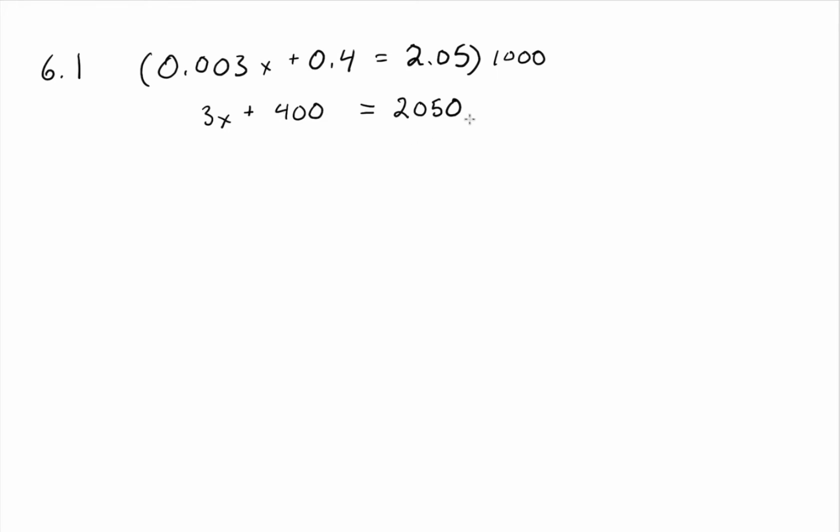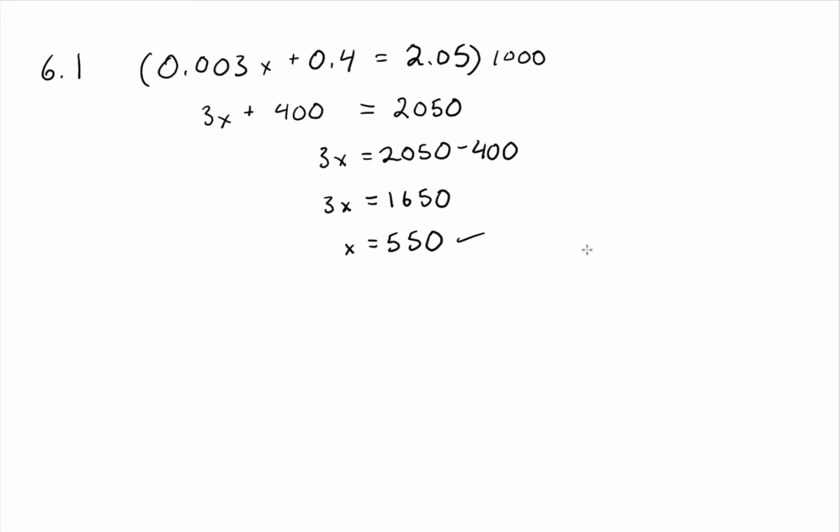So we're going to change sides and change signs. So we have 3x equals 2,050 minus 400. And that's going to give us 3x equals 1,650. We divide both sides by 3, and we find that x equals 550. Pretty straightforward. All right, and that is our problem. Ta-da!